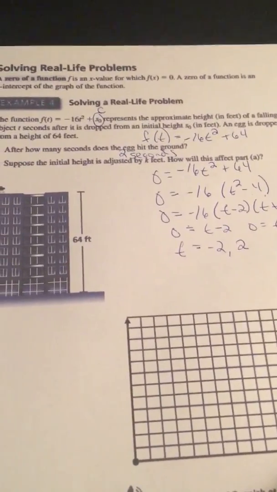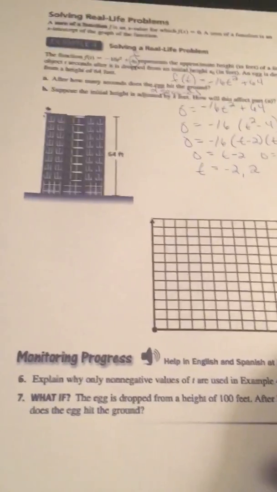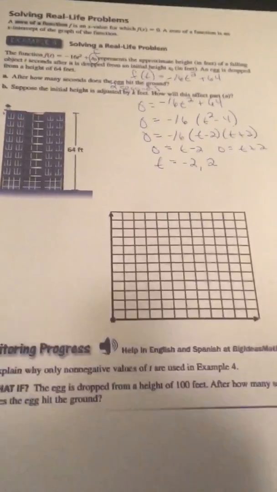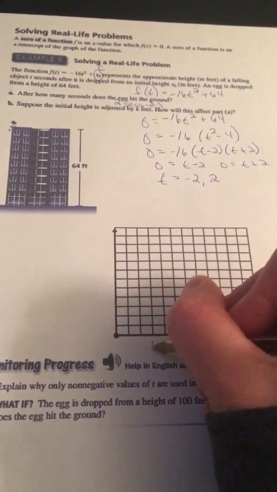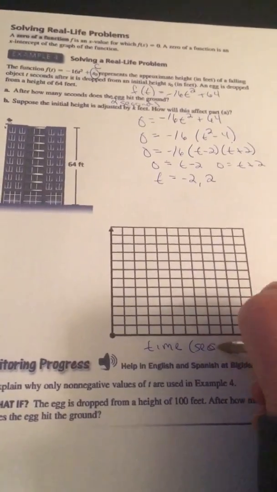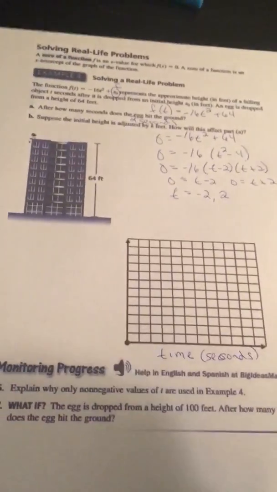And now we're going to graph that situation. So we have our graph here. It's only in quadrant 1 because we're only dealing with positive values. On our x-axis, we have time, and that would be in seconds. And on our y-axis, we have height, and that would be in feet.